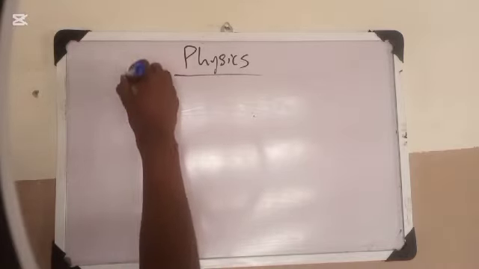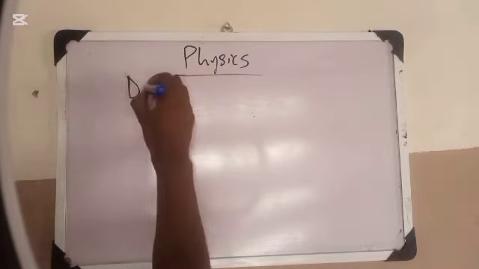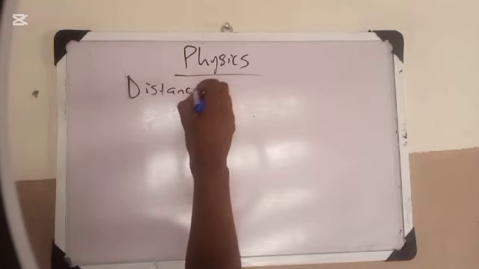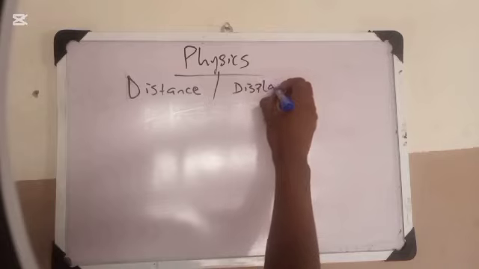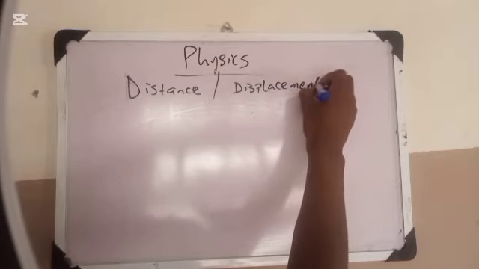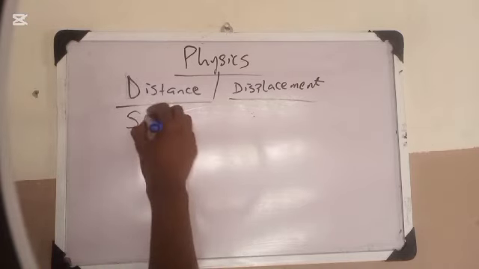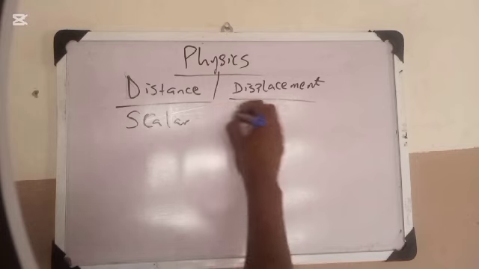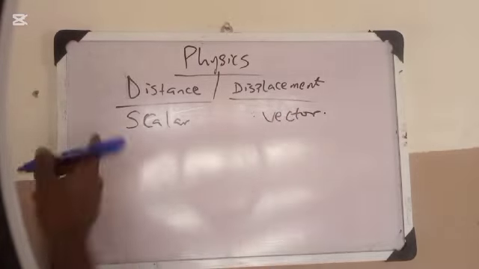We have what we call distance, and we have what we call displacement. They are almost similar, but there is a difference between the both of them. Before you understand distance and displacement, I will introduce you to something we call scalar quantities and vector quantities. I believe you were taught this in secondary school: scalar and what? And vector.